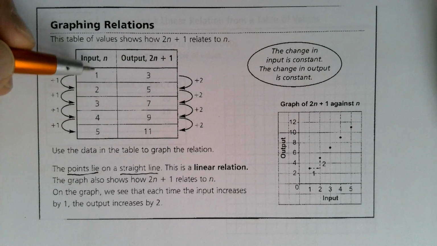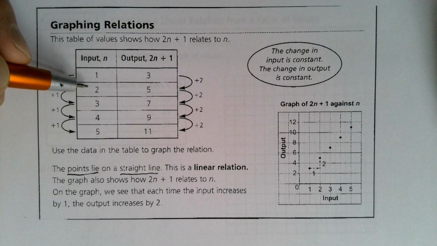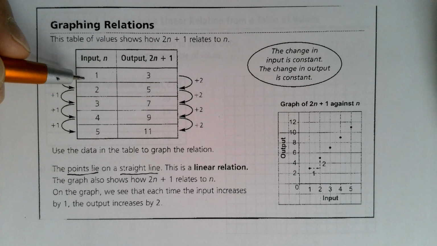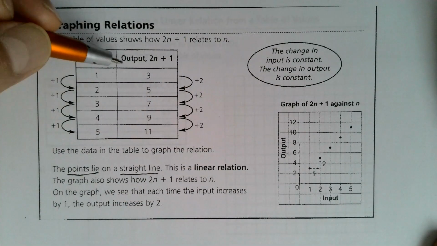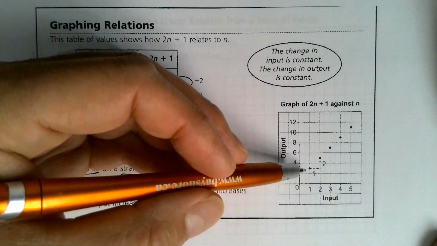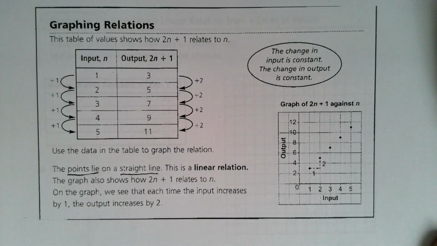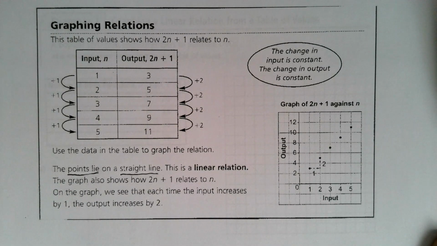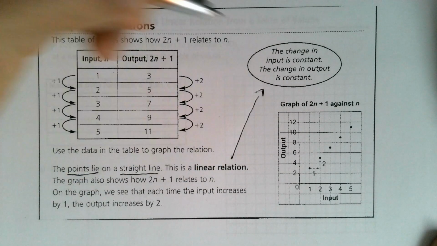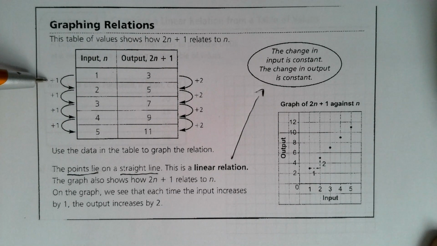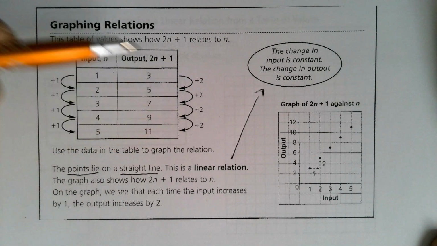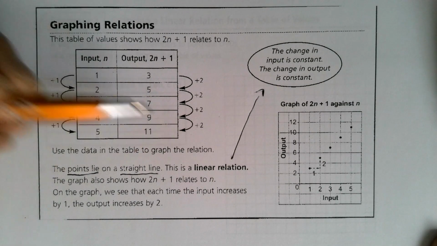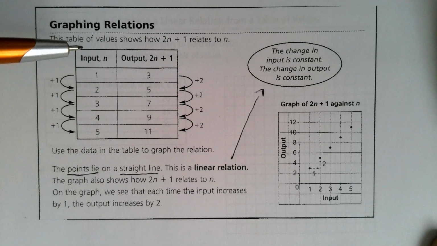There is no 1.1 for n. There is no 1.05 for n or whatever. It's only 1, and 1n is 1. The output is 3, so we get the point (1, 3). Nothing in between. Another way we can tell if something's a linear relation is if the change in input is constant. Notice this is always going up by 1, and these are always going up by 2. So if we have a consistent pattern like that, that's another way to tell that it's a linear relation without even graphing it.